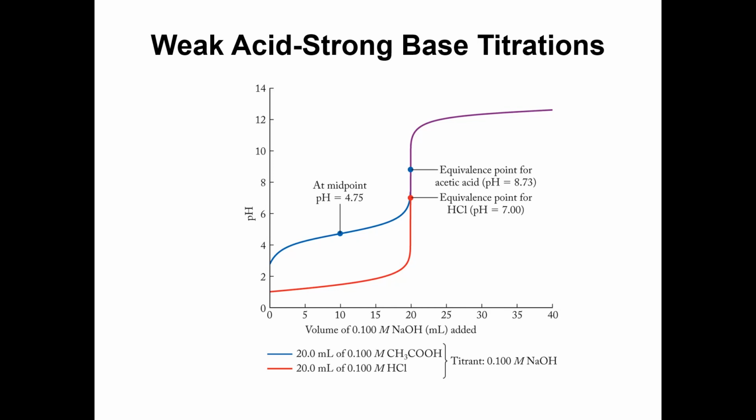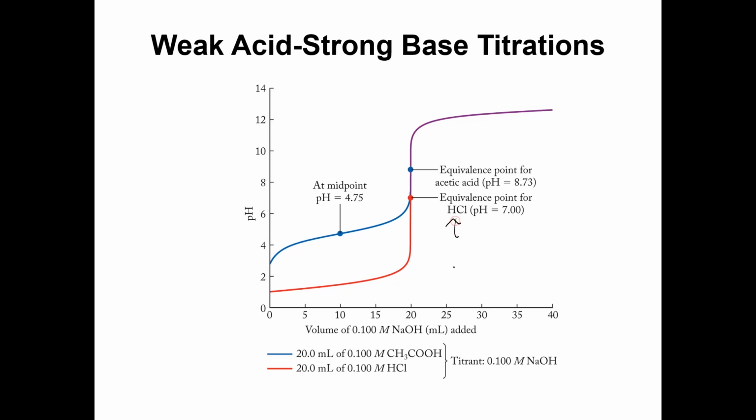When we added sodium hydroxide to our hydrochloric acid, we saw a sharp increase in our pH, and in the middle of that was our equivalence point. If we have acetic acid, something similar happens: we have a sharp increase in our pH, and halfway through that is our equivalence point. But you'll notice the equivalence point is higher than the equivalence point when we had hydrochloric acid.